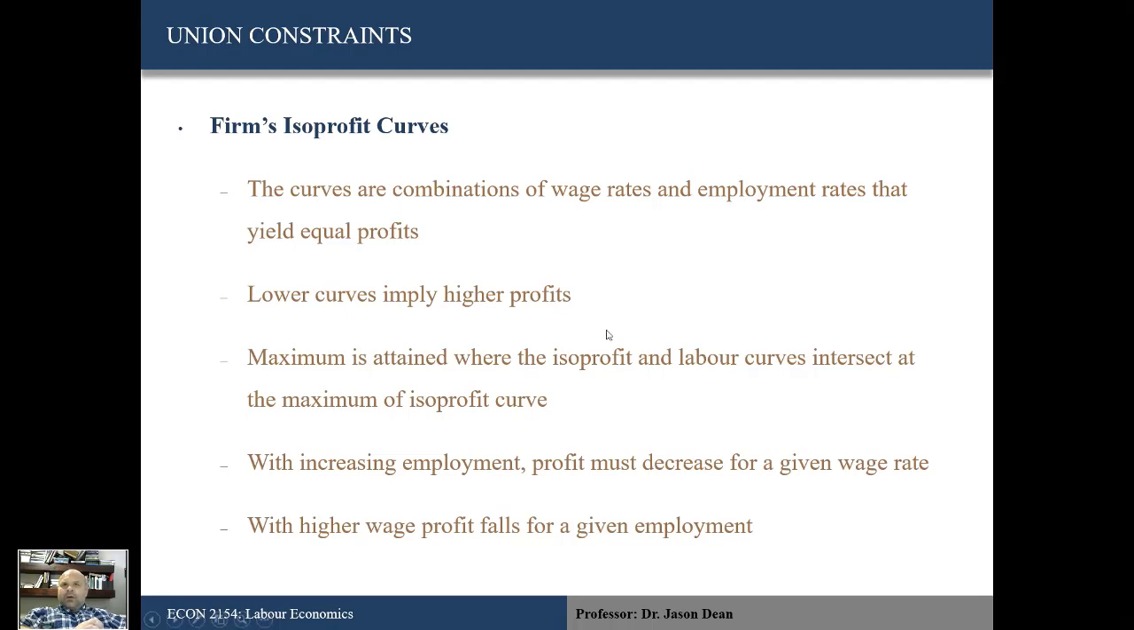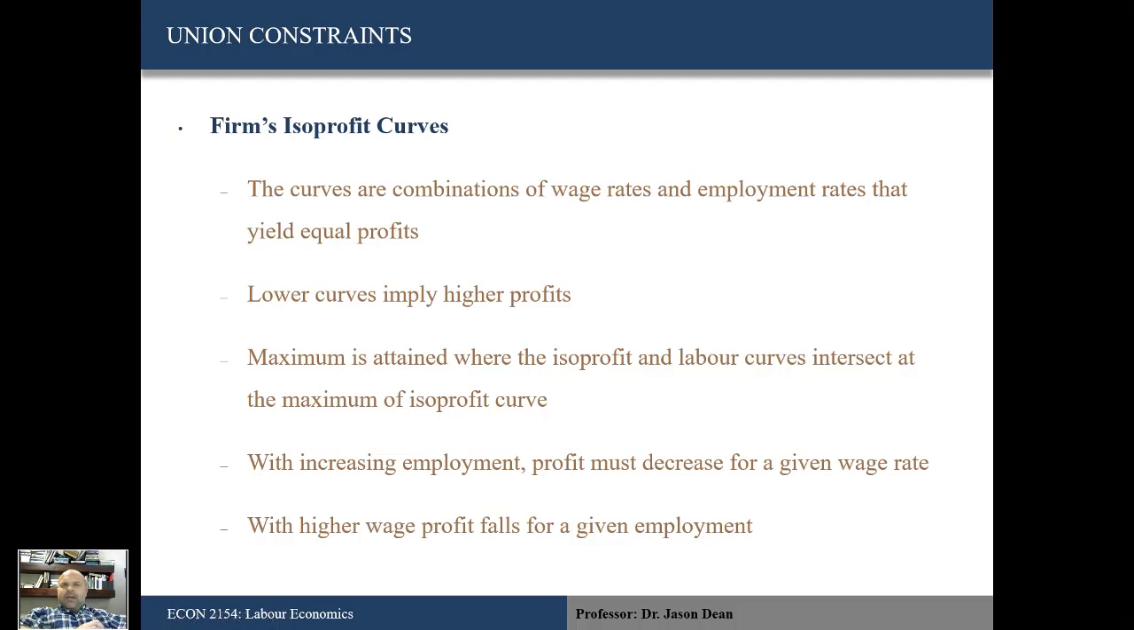In this case, lower curves will imply higher profits. If you just think about a given employment level, then the lower the wage, the more profit the firm is going to make. So as we go down, we're increasing the amount of profit. And so isoprofit curves that are lower represent higher profit. The maximum is going to be obtained. So the isoprofit curves are going to be concave shape, and the maximum is going to occur on the labor demand curve. And that's easy to see.